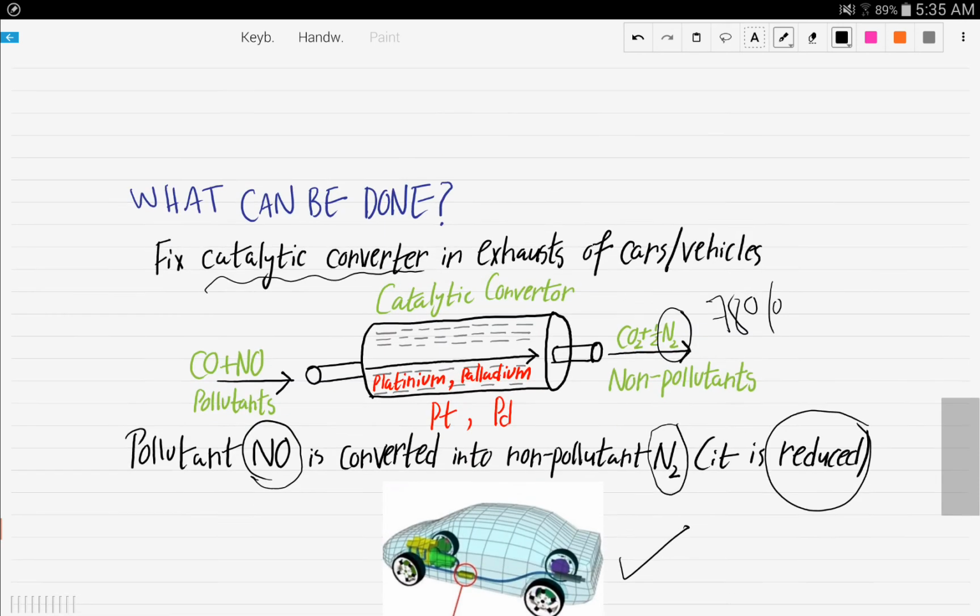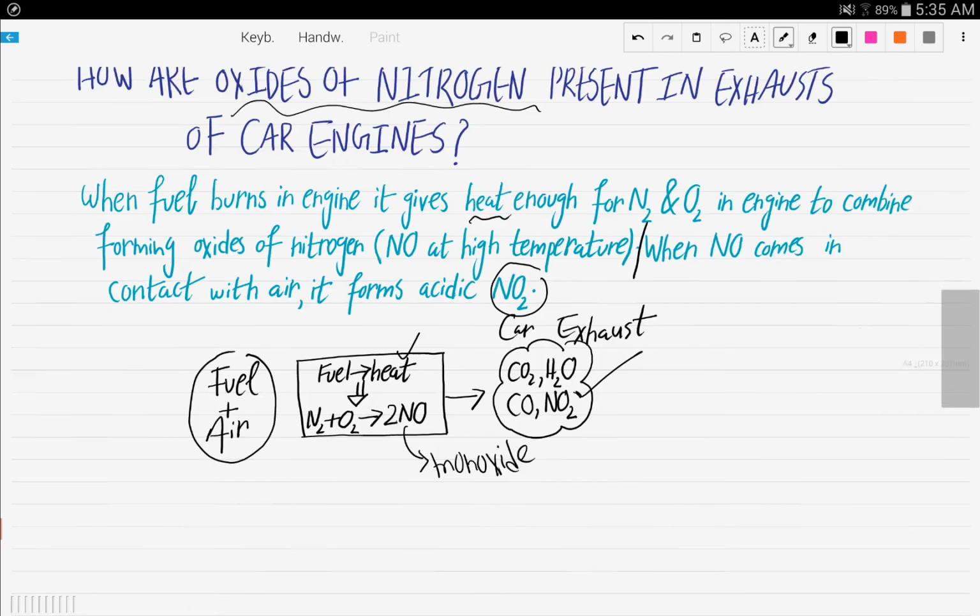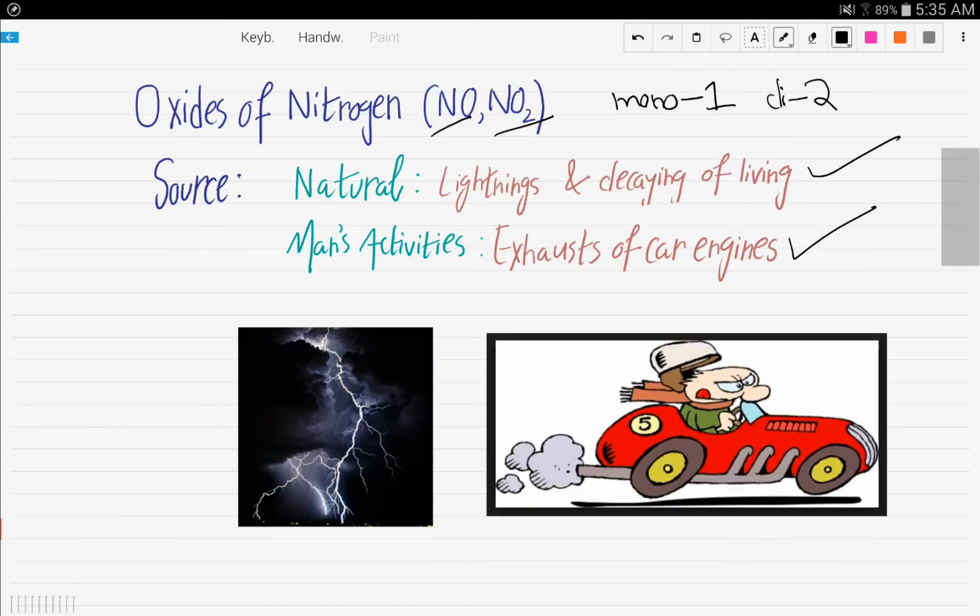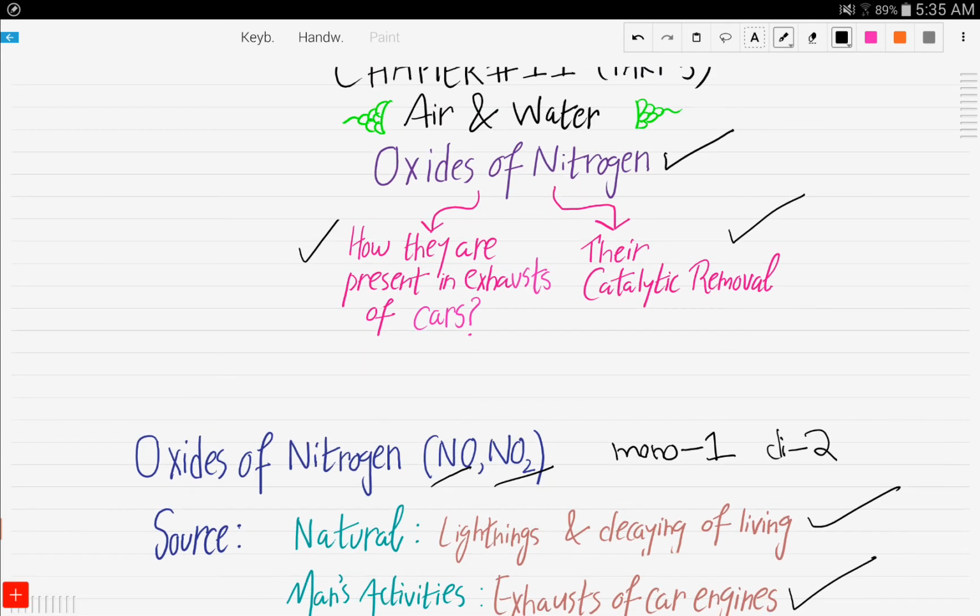Alright, so I hope this tutorial was beneficial. It was pretty easy. We talked about the sources of oxides of nitrogen and why they're present in the car engines and what can be done to solve this problem.